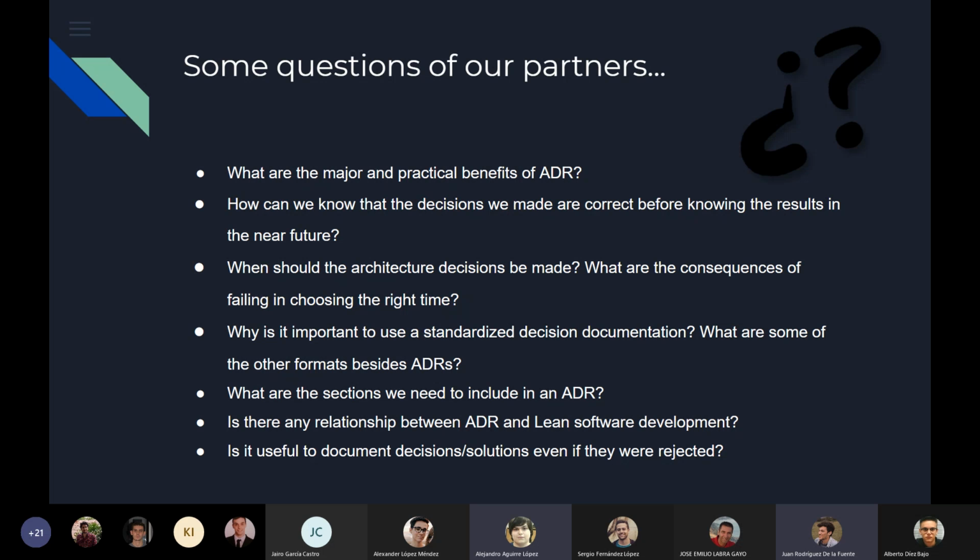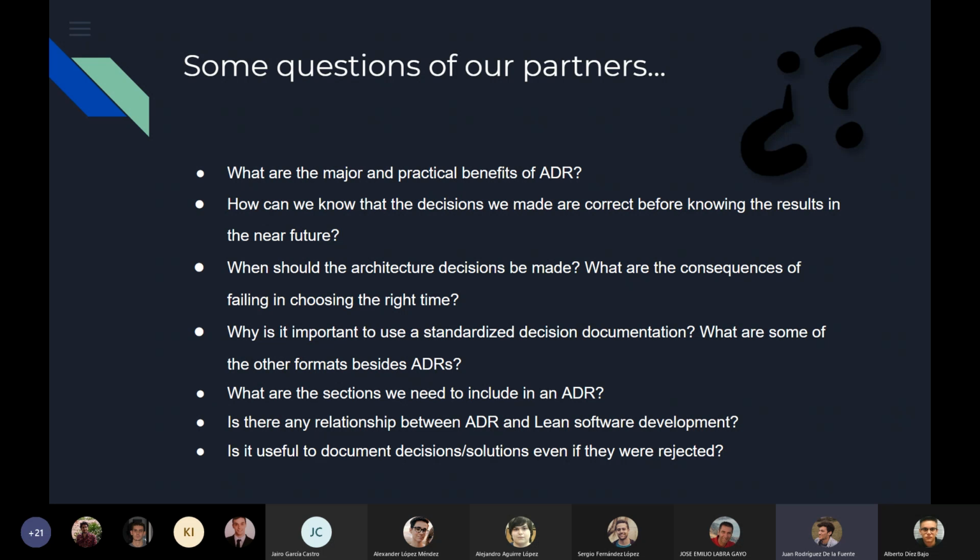Yes, another question was, why is it important to use standardized decision documentation, and what are some of the other formats besides ADR? Okay, it is really important to use a standardized decision documentation because, as I said before, if a new partner joins the project we are working on, it is really important for them to understand what were the past problems and what are the current and future problems.